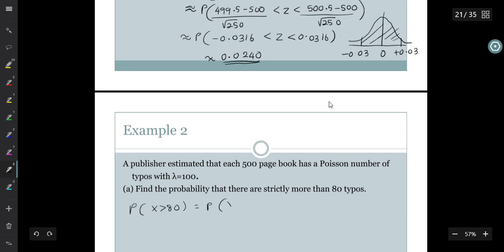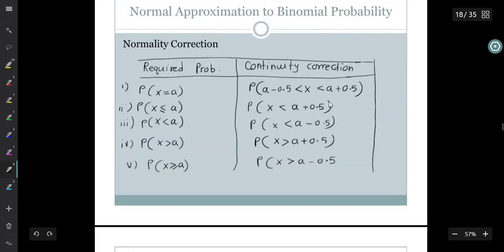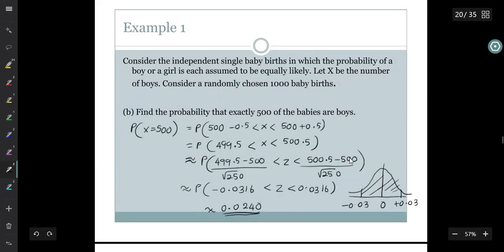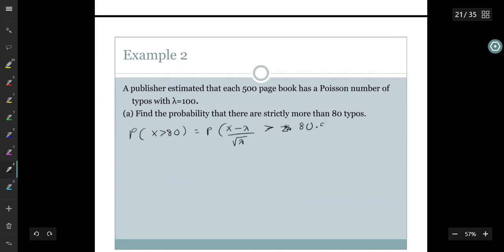Again we apply the central limit theorem, subtract the mean, divide by the standard deviation. Our x becomes z. The continuity correction first. What is it? Greater than 80 is 80.5. So you have 80.5 minus 100 over the square root of 100, because when lambda is 100, mean and variance both are 100 for the Poisson distribution. So if you do that, you will end up with the probability z greater than negative 1.95.